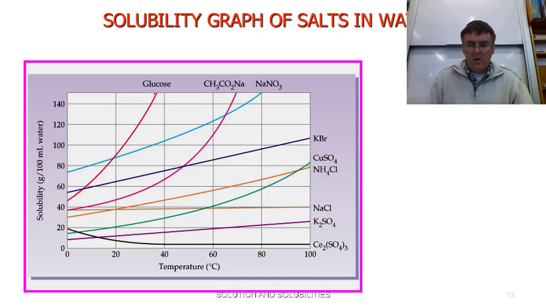The other one that's quite interesting to note is salt. When you're trying to dissolve salt into hot water, it's not going to make much difference. As we can see, as the temperature increases, the solubility only goes up by a tiny amount, whereas with glucose, you can dissolve heaps. So that's solid stuff going into water.